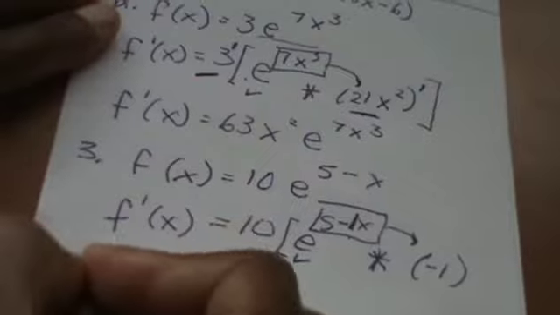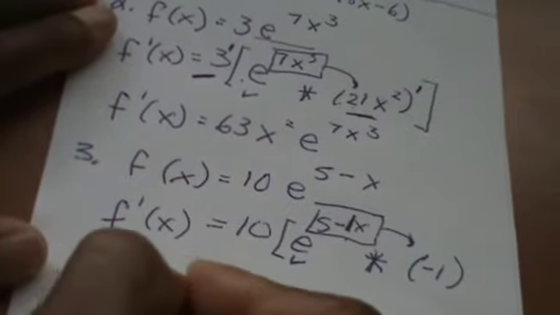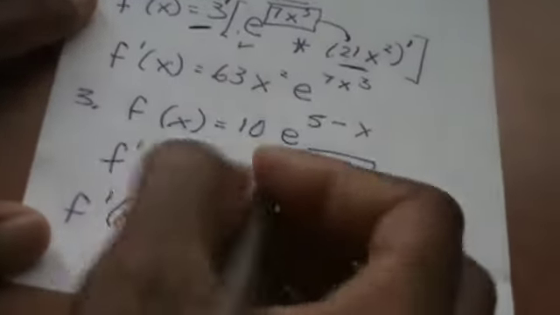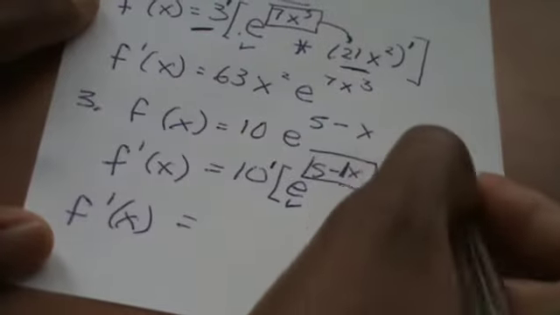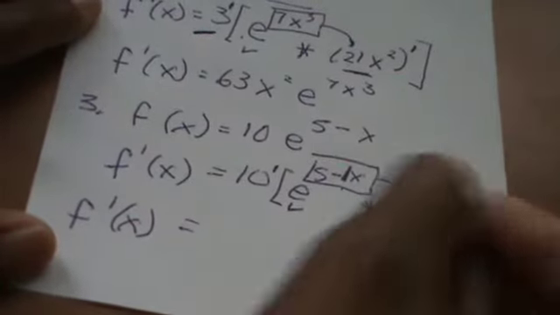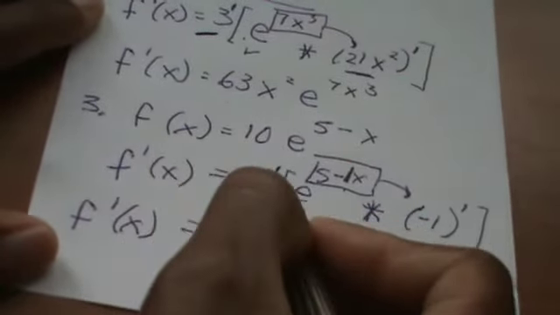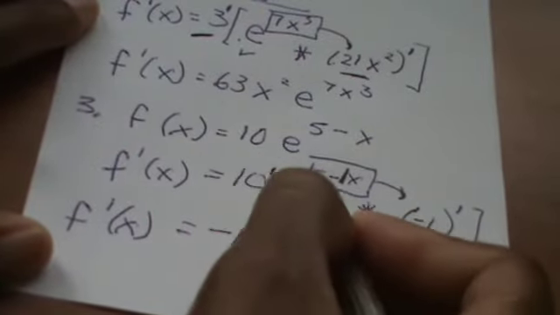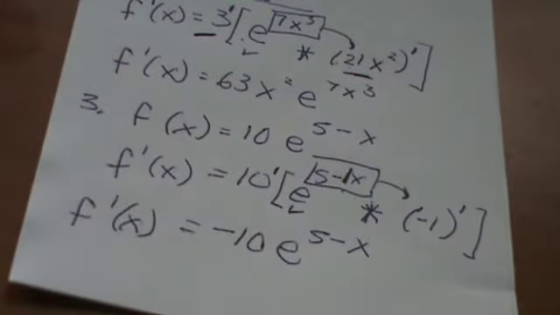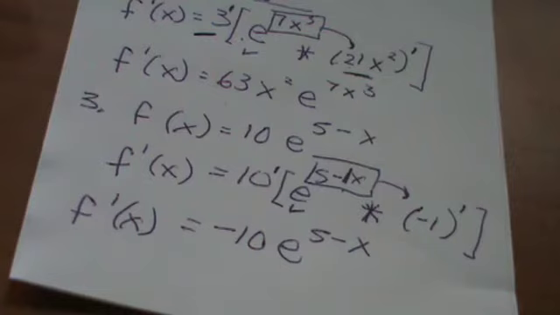So then f prime of x equals 10 e to the 5 minus x, the negative 1 is to the 1, negative 10 e to the 5 minus x. Like that. Okay, let's keep going.